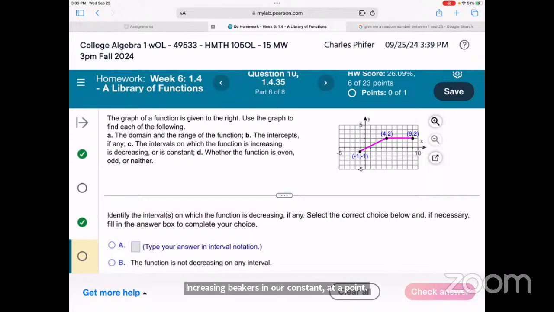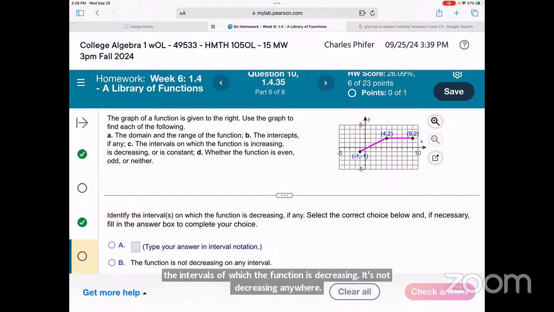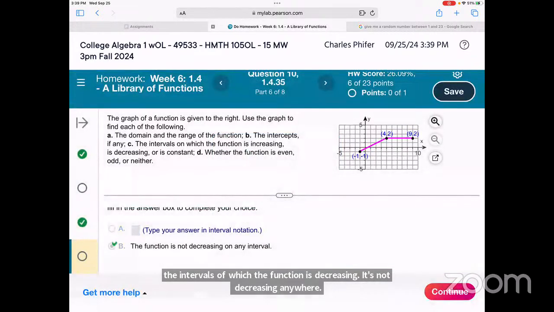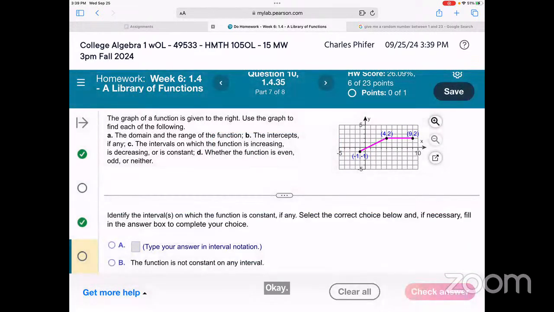Identify the intervals over which the function is decreasing. It's not decreasing anywhere. It's constant as x goes from 4 to 9. So the open interval from 4 to 9.